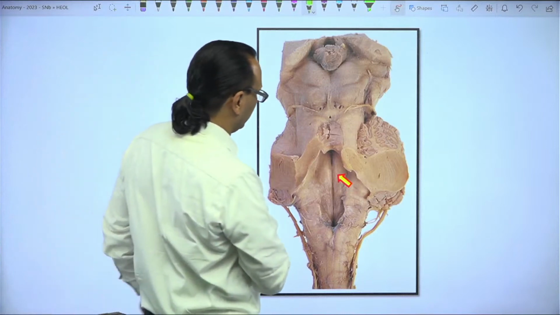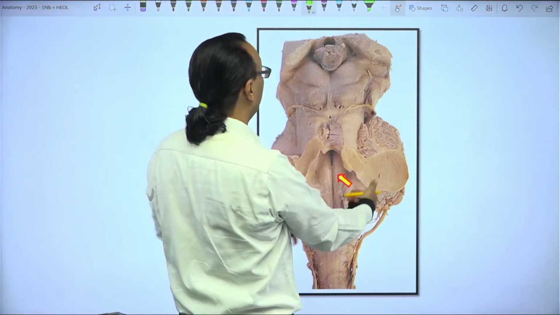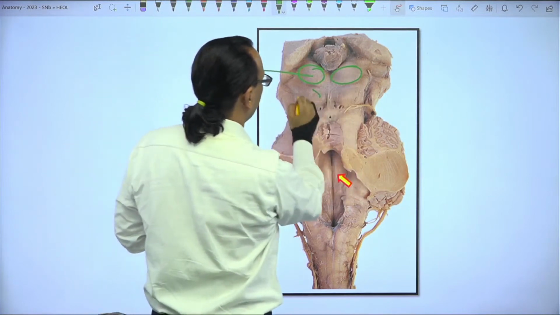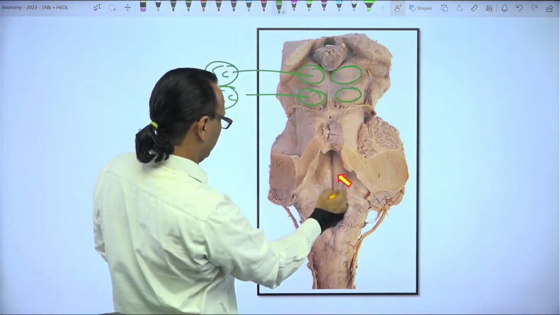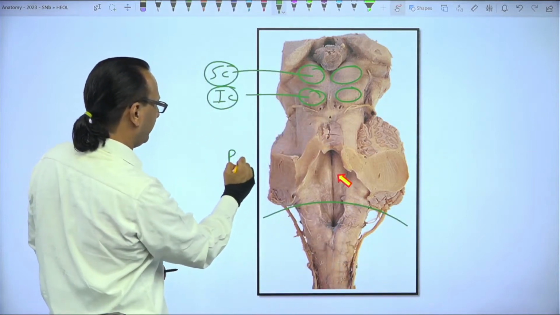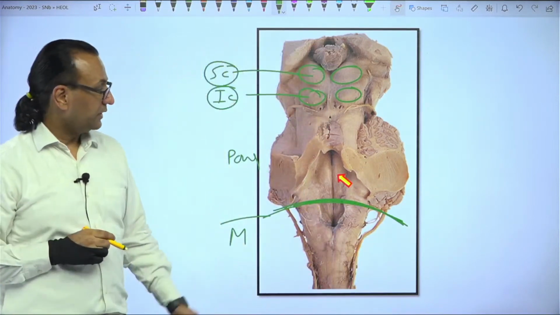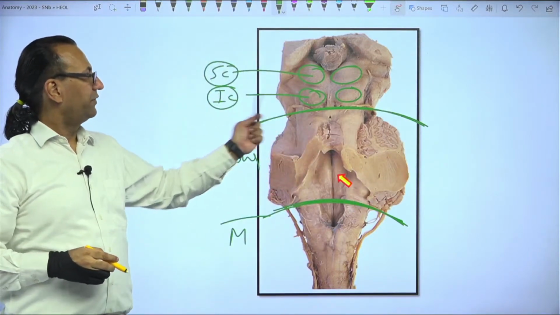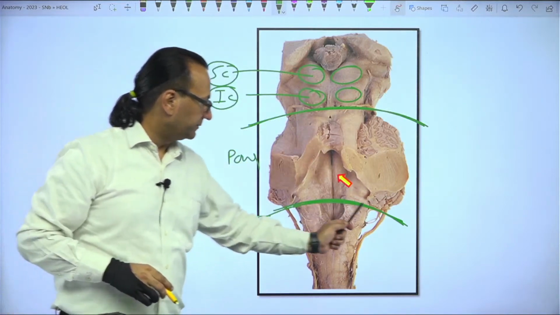As you notice, you are looking at the dorsal side of the lower pons. If you see, this is the superior colliculus, this is the inferior colliculus in the midbrain. This is the pontomedullary junction, pons above, medulla below. This is the midbrain and pons junction. So, superior colliculus, inferior colliculus, midbrain. This is pons, this is medulla, this is the pontomedullary junction.